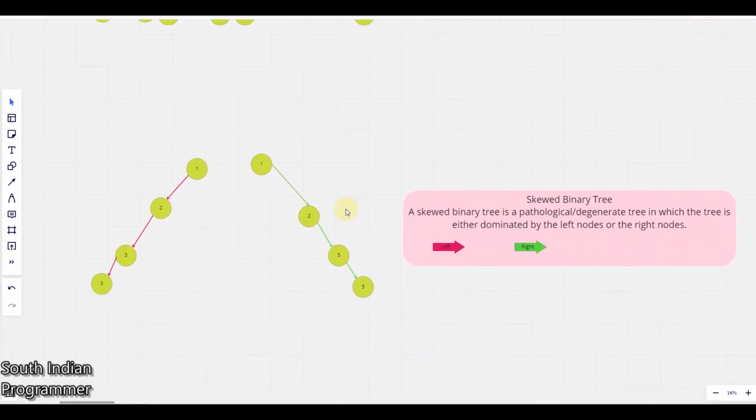The next one is skewed binary trees. Skewed means it has only the left direction or the right direction, either of the direction will come. So formally we can state a skewed binary tree is a pathological or degenerate tree in which the tree is either dominated by the left nodes or the right nodes.